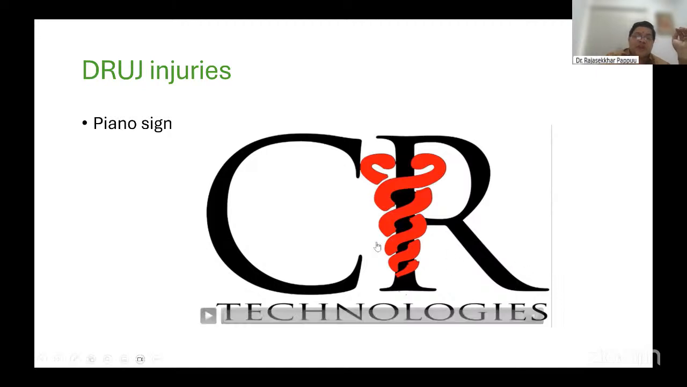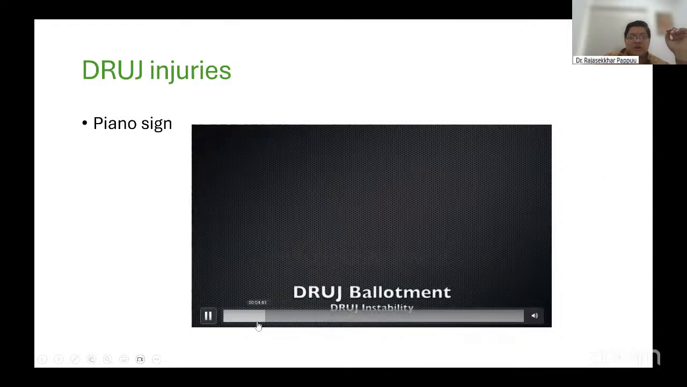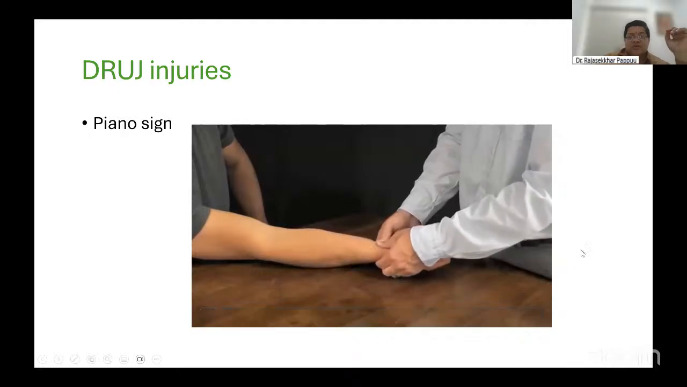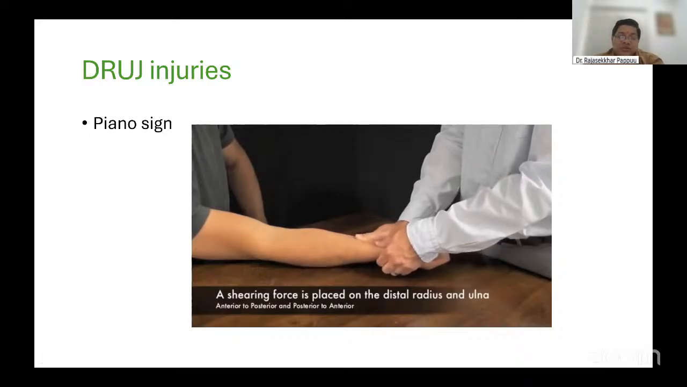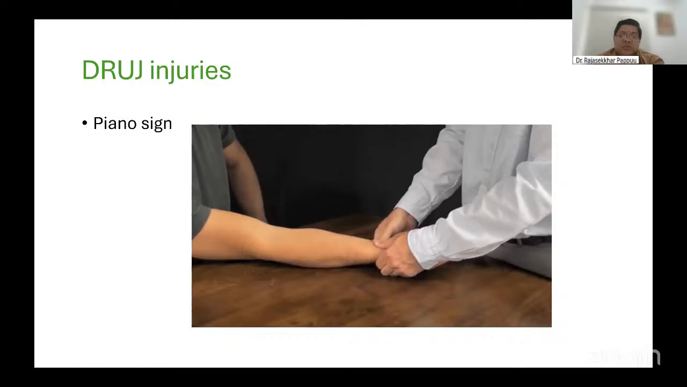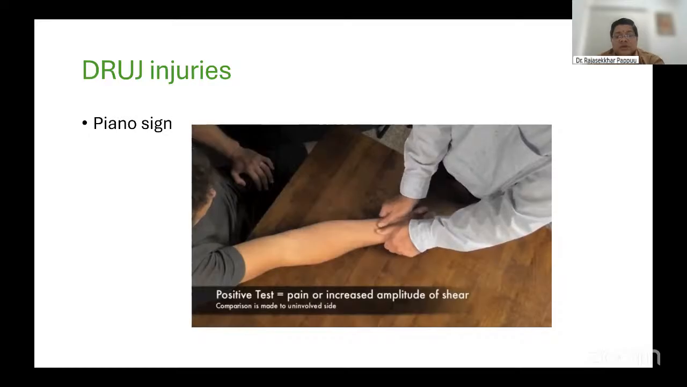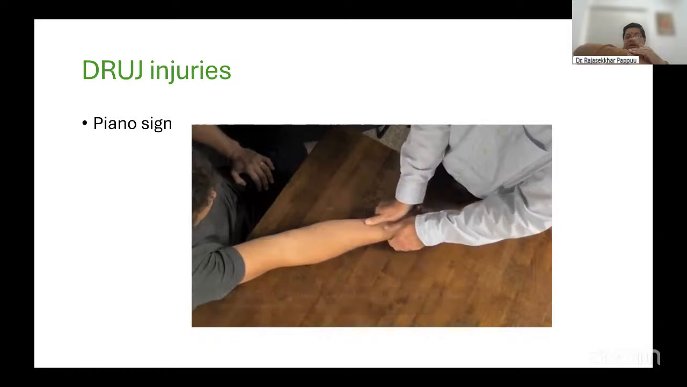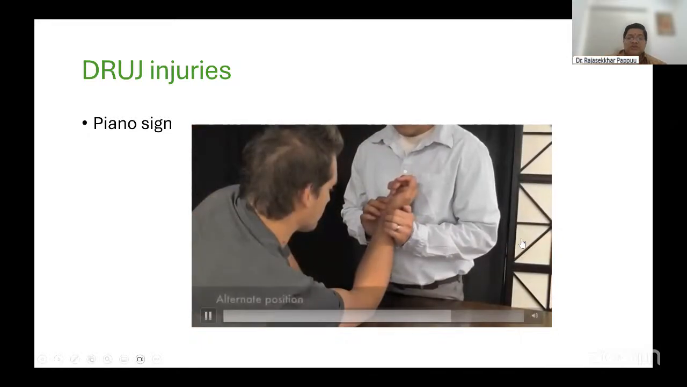This is the piano sign, where we see distal radioulnar joint ballottement. When you hold these two bones, they move independently. They should not be moving independently whenever you make any movement. So you can move both bones independently, and that is the ballottement test. And the piano sign is whenever you see the ulna prominent like this in pronation, just press it, and it will go down like a piano key. That is called the piano sign.